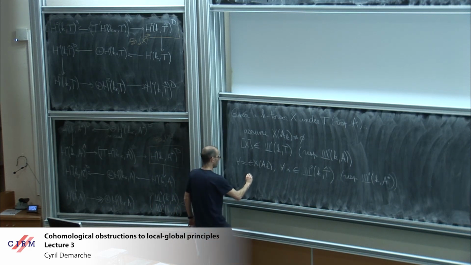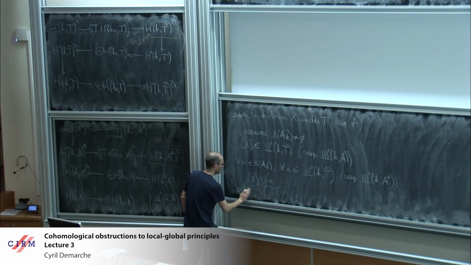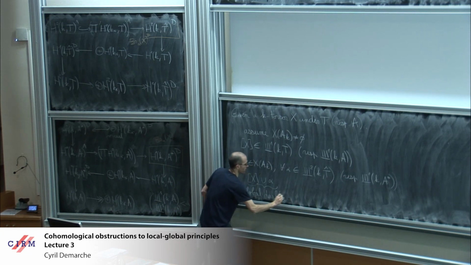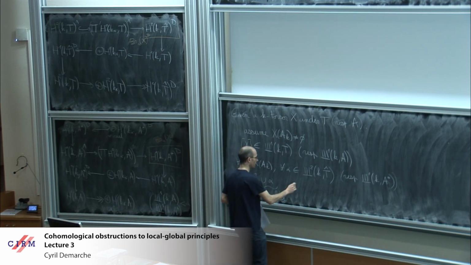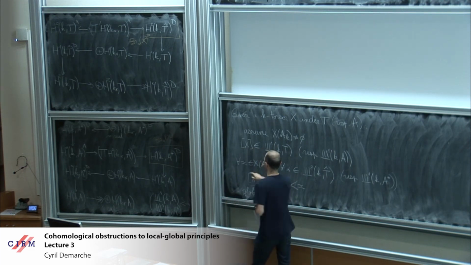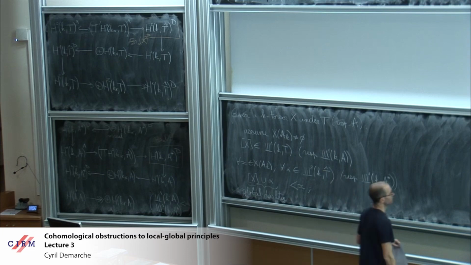So you can write on the one side, you can write the cup product like this, which is the global duality between Sha of the group and Sha of the dual. And you can write on the other side the Brauer-Manin pairing between the point X and, well, essentially alpha, but mapped to the Brauer group using these two maps there.